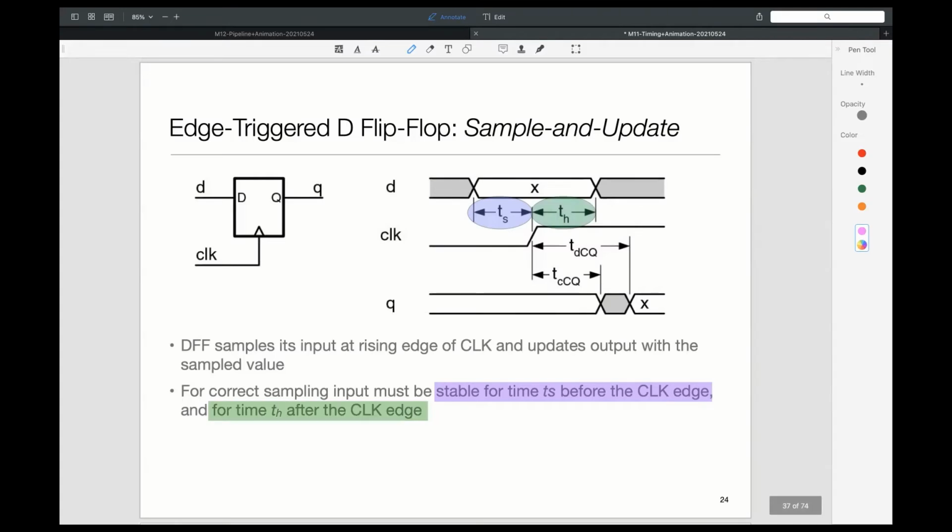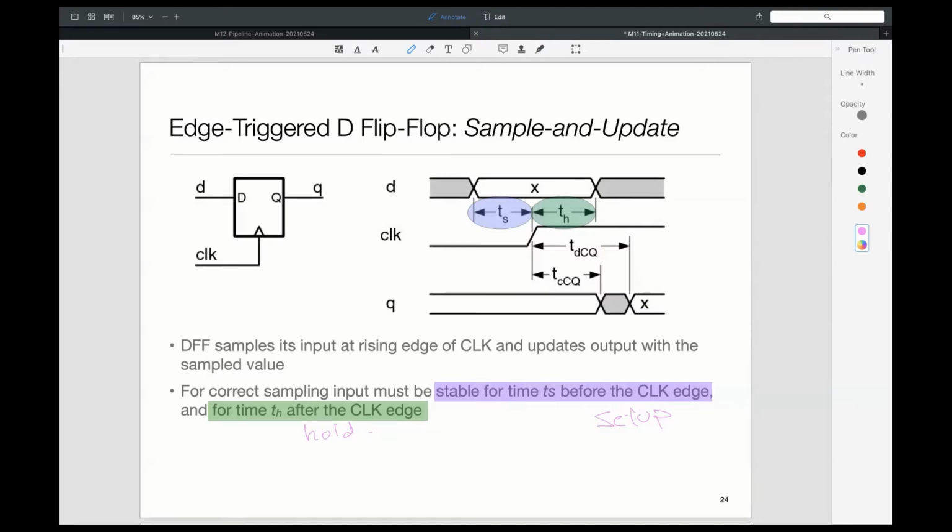And then likewise, we also require that the input to the flip-flop remains stable for some time after the clock edge. So in effect, we are saying around the clock edge, on either side, this input should remain stable. This is what we call T sub H, the hold time. This is called setup, and I think we'll have that on the slide later, and this is called hold. So we set the input up, and we hold the input after that.